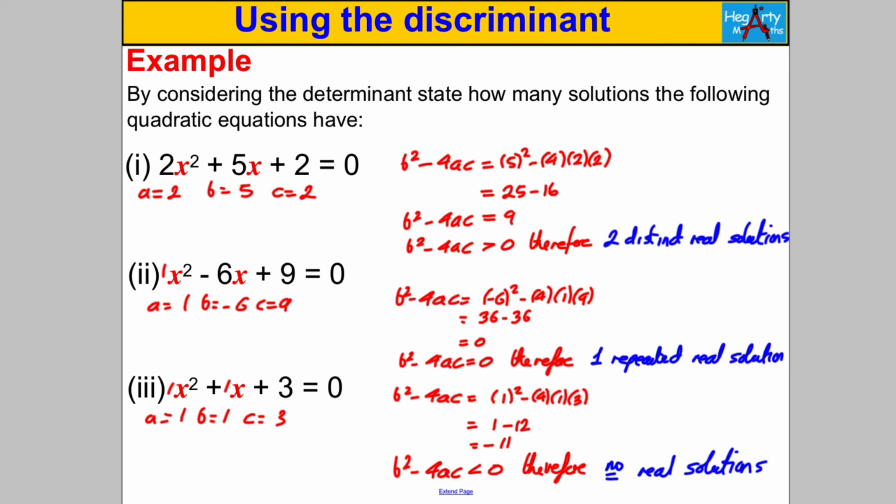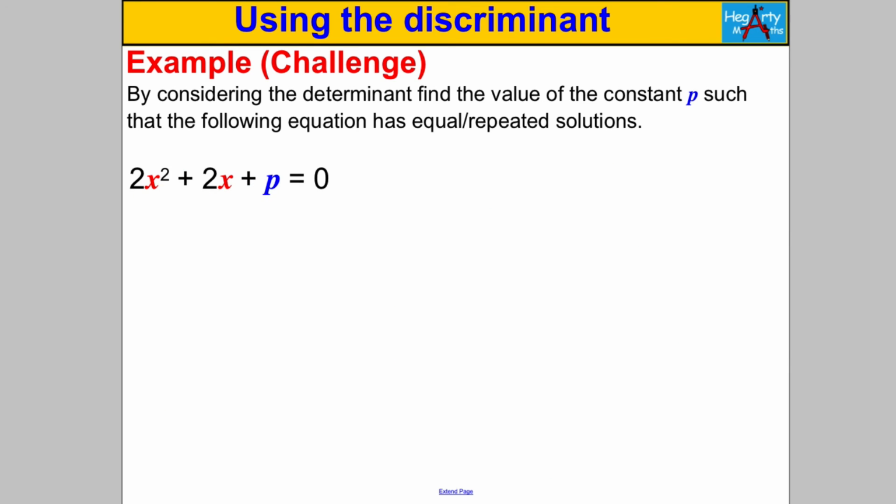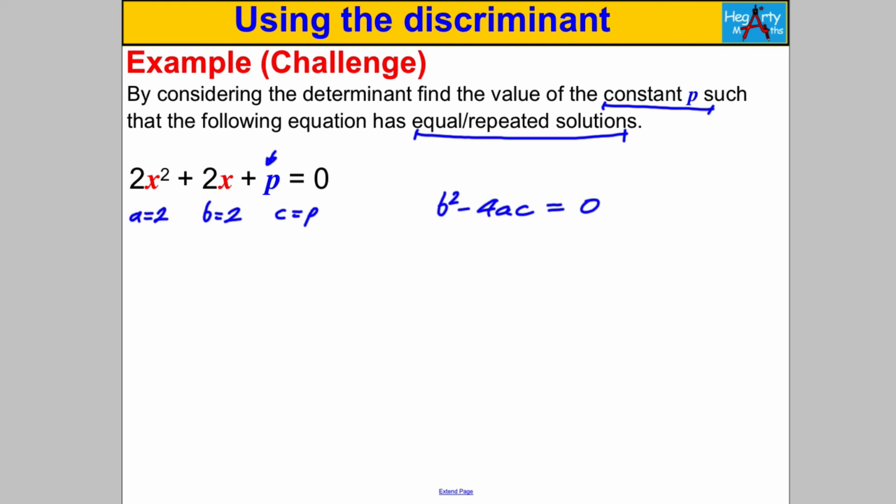Right, last puzzle. This is a hard one for you now, just an extra bit of challenge. See if you can have a go at this. It says, by considering the discriminant, find the value of the constant p. P is just a number we don't know, such that the following equation has equal or repeated solutions. Now here, my a, the number in front of x squared, is 2, my b, the number in front of x, is 2, and my c is just p in this case, an unknown number. Now we know if you were to have equal or repeated solutions, the discriminant b squared subtract 4ac must equal 0.